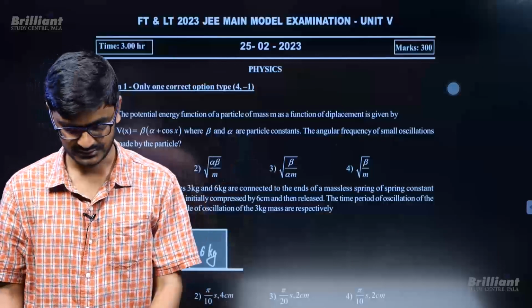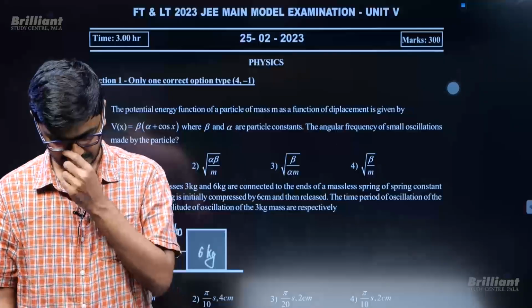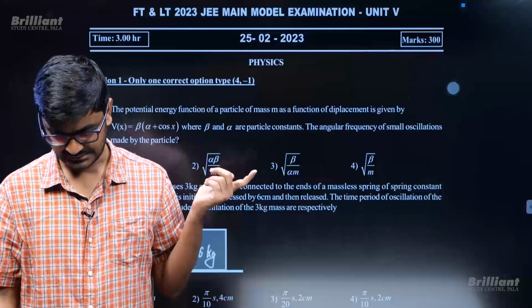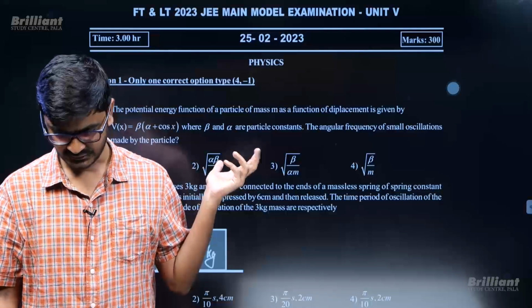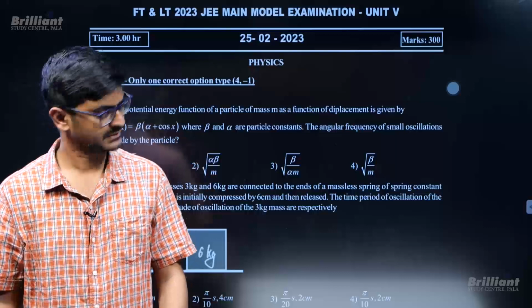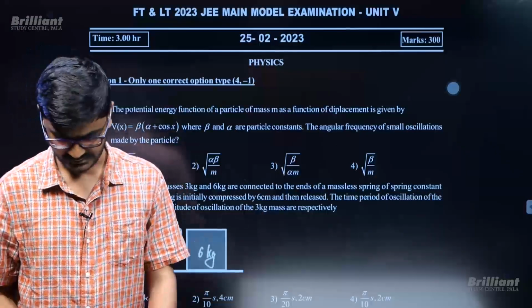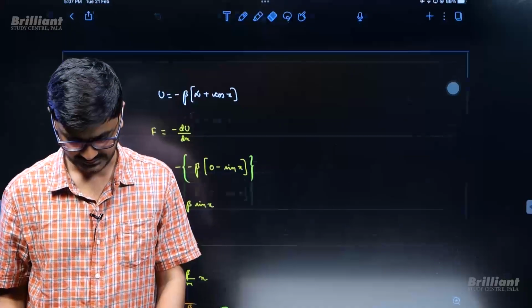You can look into the first question. The first question says, the potential energy function of a particle of mass m as a function of displacement is given. So you need to find angular frequency of small oscillations. I think there was a typo here. It would have been corrected by the time you will be writing exam.